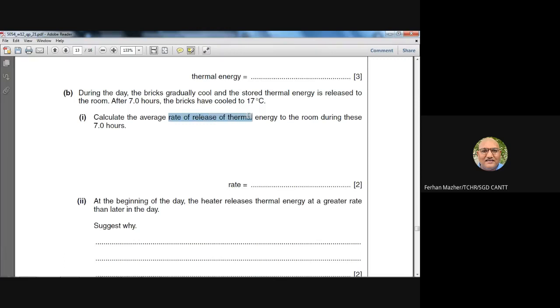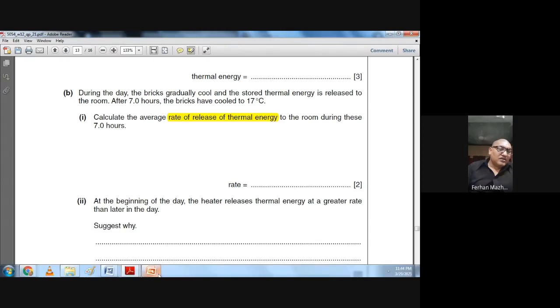The rate of release of thermal energy means rate of energy, that is called power. So the power is equal to the energy divided by time, but the time must be taken in seconds. Here the 7 hour time is given, so I will convert it into seconds. How do you convert hours into seconds? You multiply it with 3600.